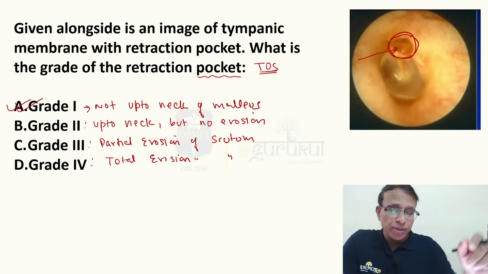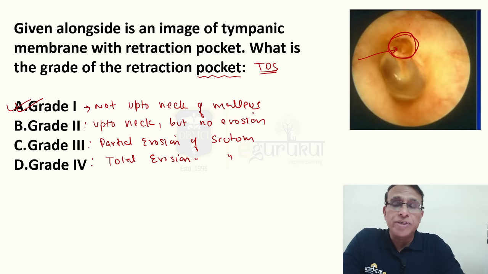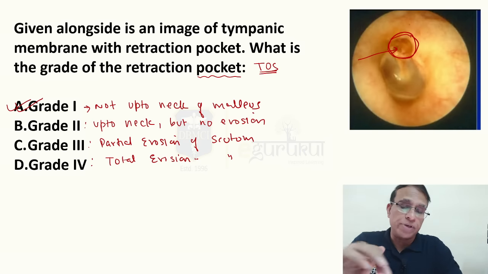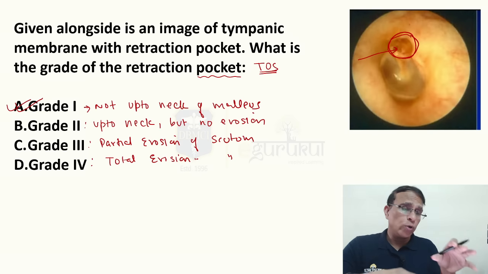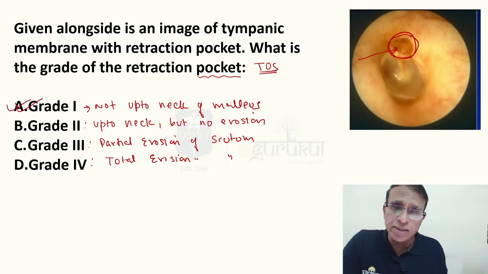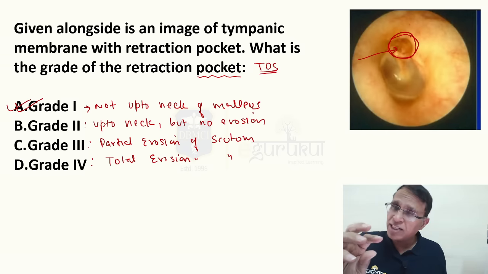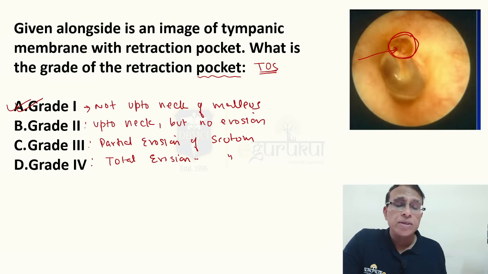Now let me tell you that there are 2 things I told you. There is retraction of the tympanic membrane, which is different from retraction pocket of the tympanic membrane. In retraction of the tympanic membrane, which is seen in blue here, to know the grade by looking at the image is pretty easy. You can see the structures in the middle here and you can make out what grade it is. But in retraction pocket, because it's a very tiny little area, to know the grading just by looking at the otoscopic image becomes pretty difficult.